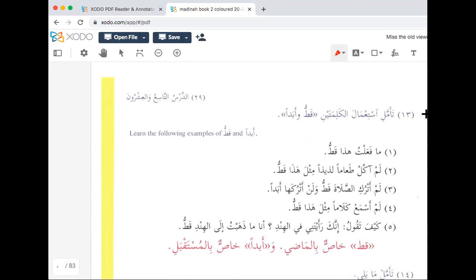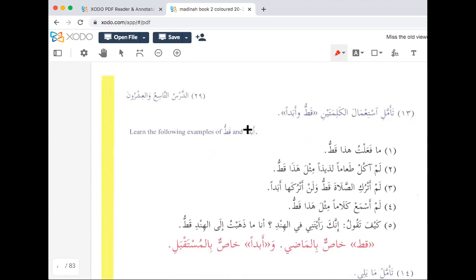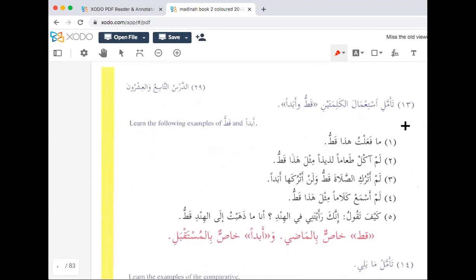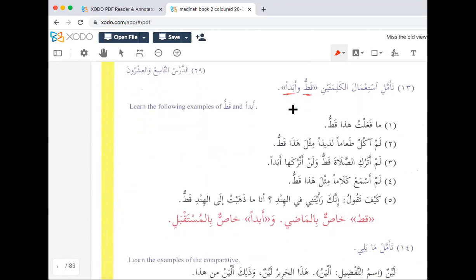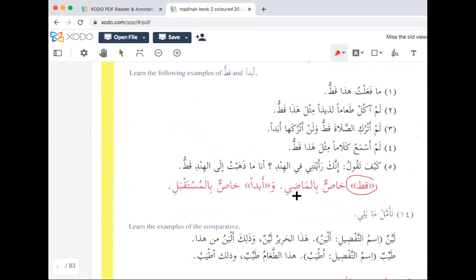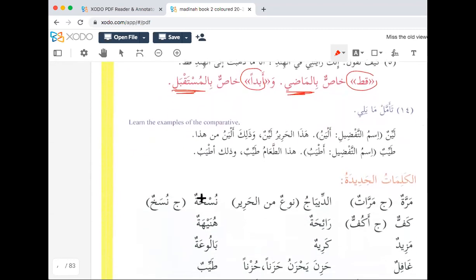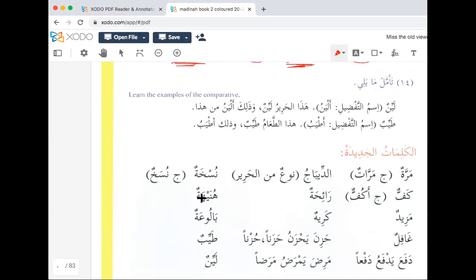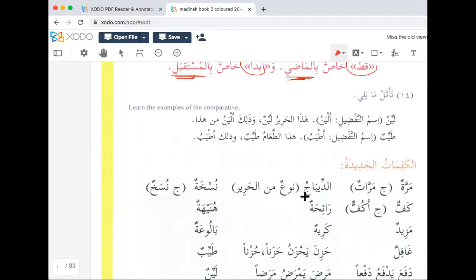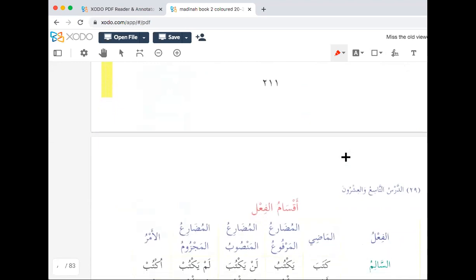Okay. This is again learning, just reading and understanding how to use the word qattu, which refers to that which is in the past, and abadan, which refers to the future. They say over here, qattu bil madi, abadan bil mustaqbal, the future. Okay. Go ahead and read those examples, understand these words, and bi'idhnillahi ta'ala, next lesson we will start, inshallah.